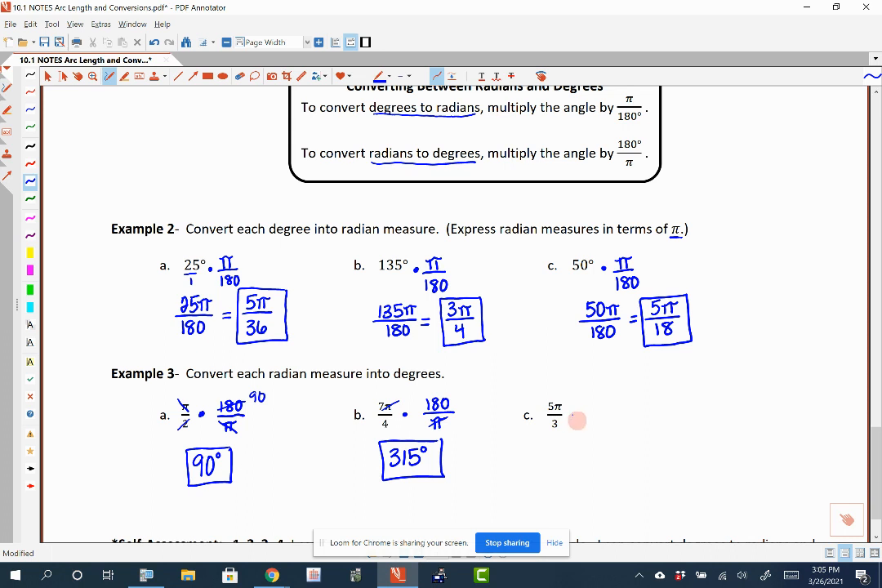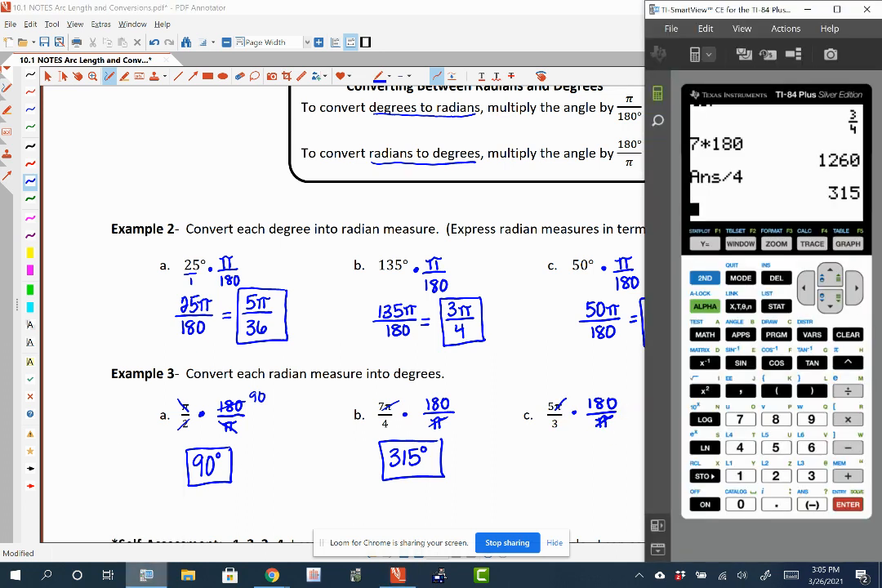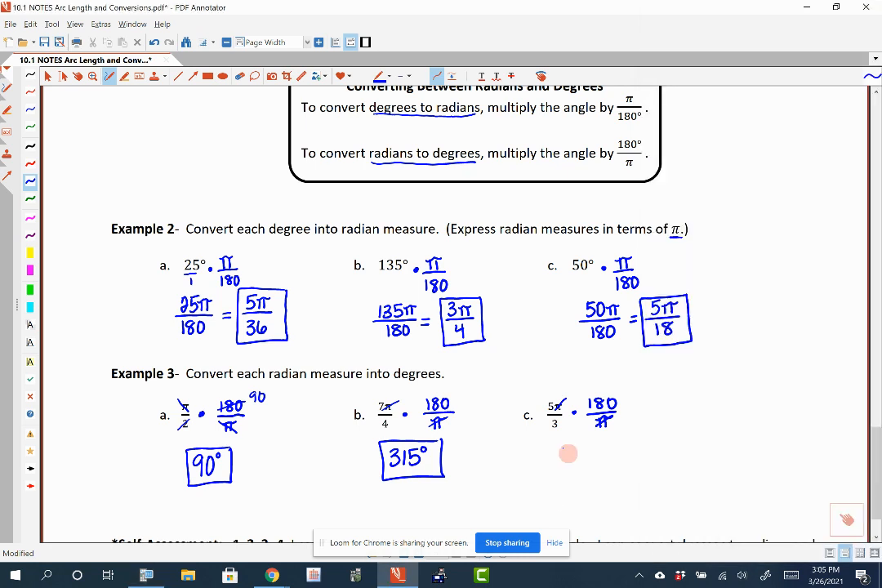Okay, last one. 180 over pi will convert this radian to degrees. Again, our pi's will divide out. I'm going to go ahead and use my calculator. 5 times 180, and if we divide that by 3, we're going to get 300 degrees. So a 300 degree angle is the same as a 5 pi over 3 radian measure.